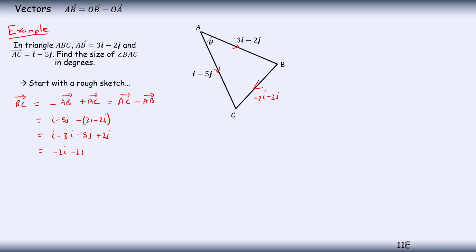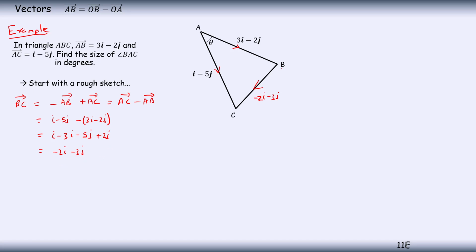When I look at it, it sort of makes sense to me. Let's write that as 2. It's from B, I've got minus 2 and then minus 3 down. So that makes sense. It looks as if it is reasonable. Right, now I've got the three sides. I'm going to use the cosine rule.